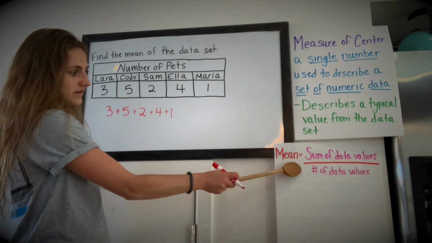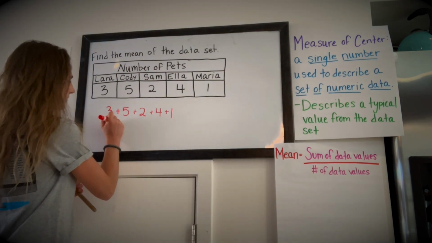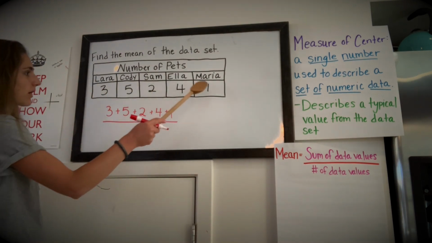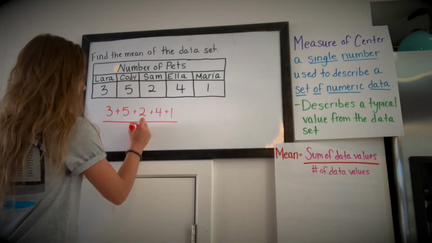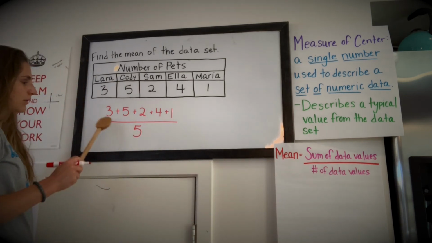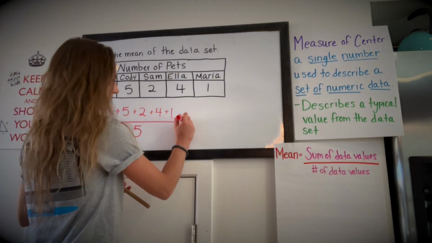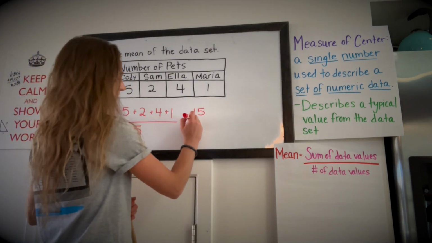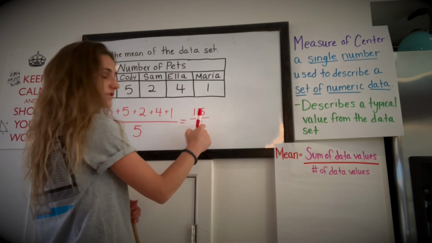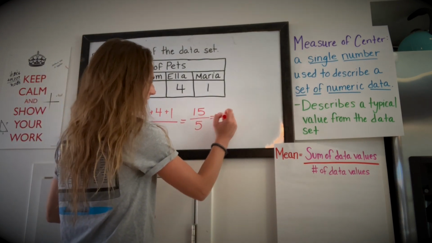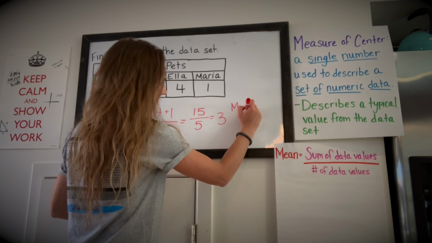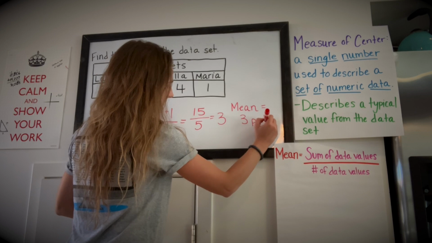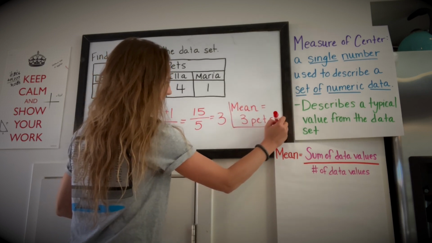And now we need to divide it by the number of data values. So I'm going to write this bar to represent division, and we have 1, 2, 3, 4, 5 data values. So I'm going to divide by 5. Now, the sum of my data values equals 15, and it's okay, you can use a calculator to support you. And we need to divide 15 by 5. Well, 15 divided by 5 equals 3. So the mean equals 3 pets. Okay, that's my answer.